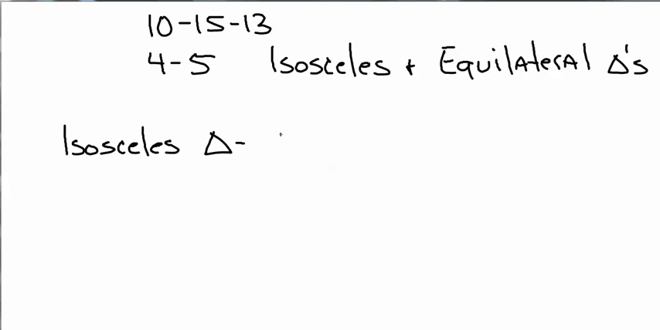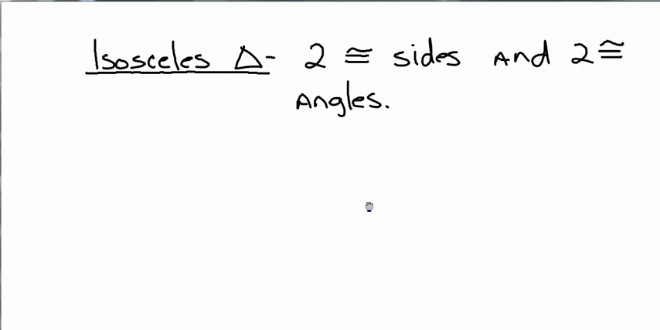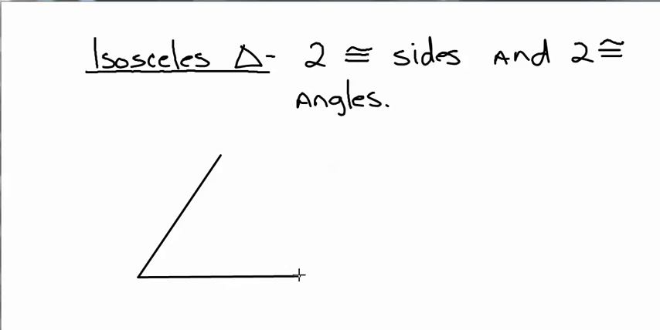An isosceles triangle has two congruent sides and two congruent angles. Two congruent sides, two congruent angles. Okay, if these are the two congruent sides, they're called legs, or referred to as legs.